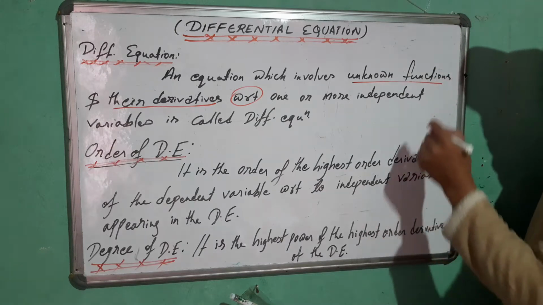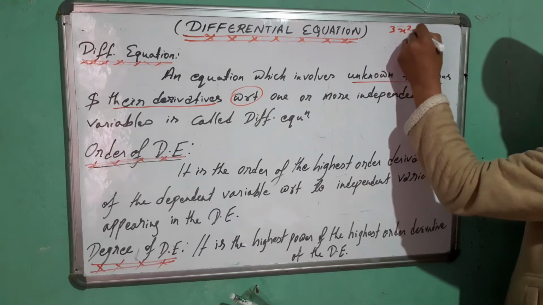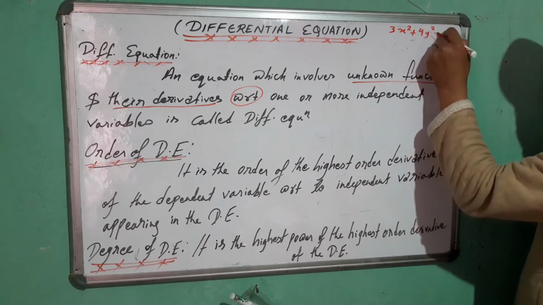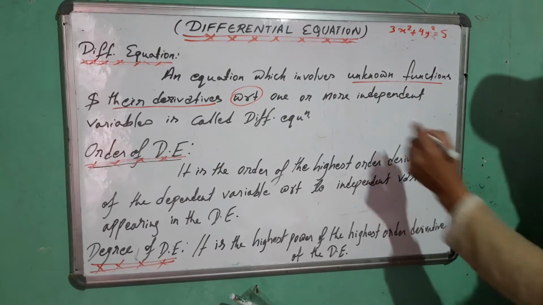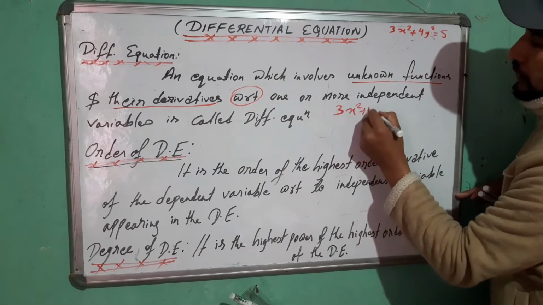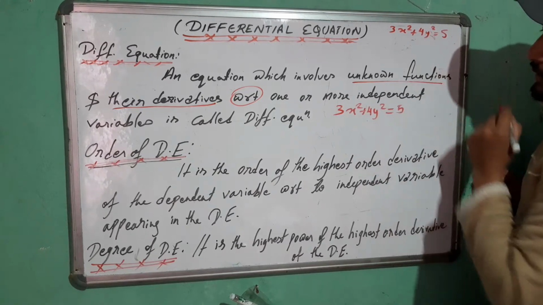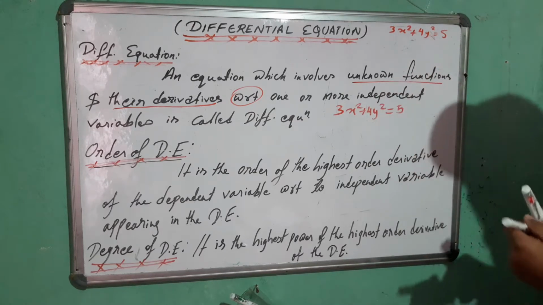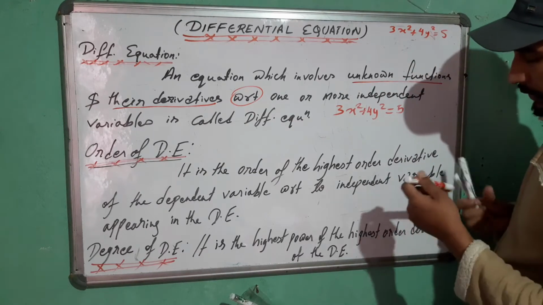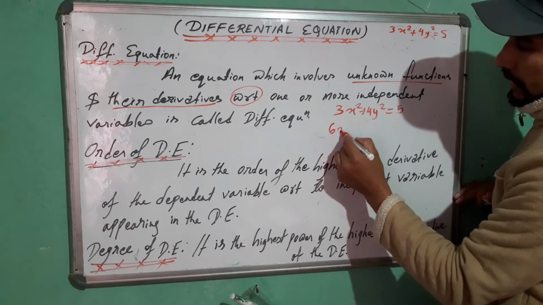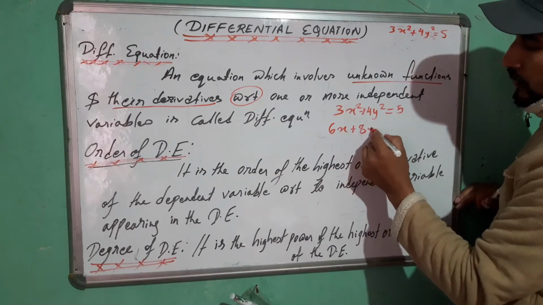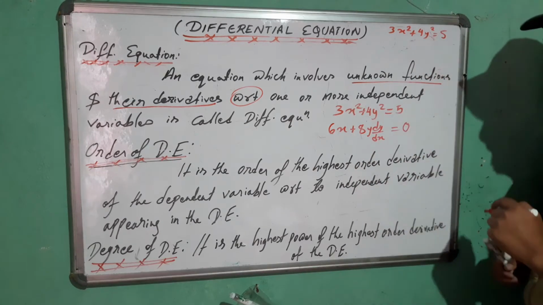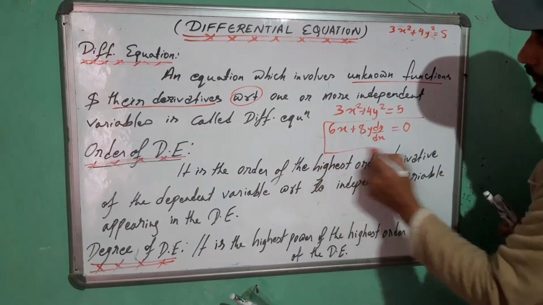For example, you have the idea of an algebraic equation: 3x square plus 4y square equals 5. If you differentiate this algebraic equation with respect to x, how much will you get? 3 twos are 6, 6x, plus 4 twos are 8, 8y dy dx, equals d/dx of 5, which is 0. So this is the differential equation.